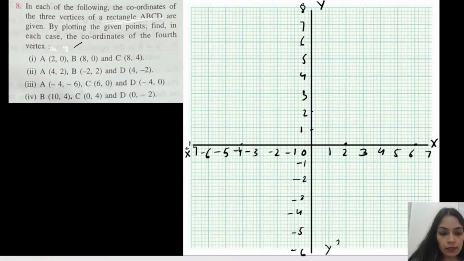So A is 10 comma. Okay, the fourth one. The fourth one you can only do, see, x value is a very big value, 10.